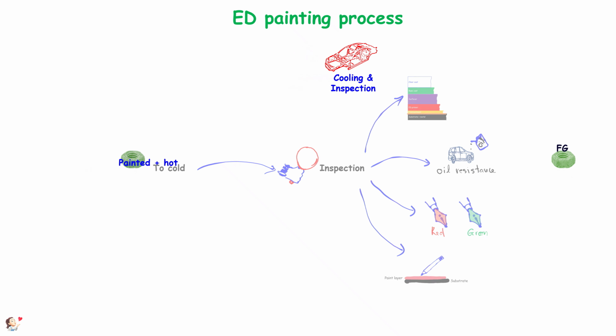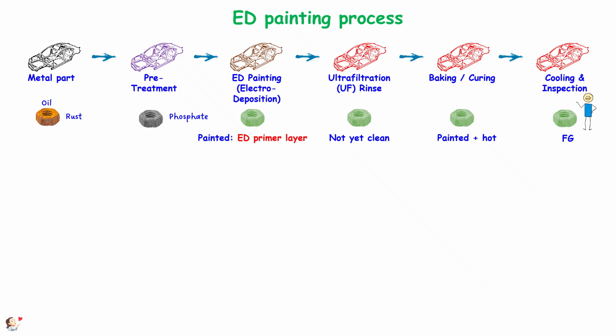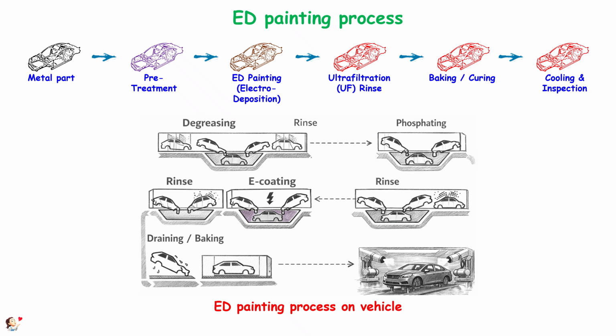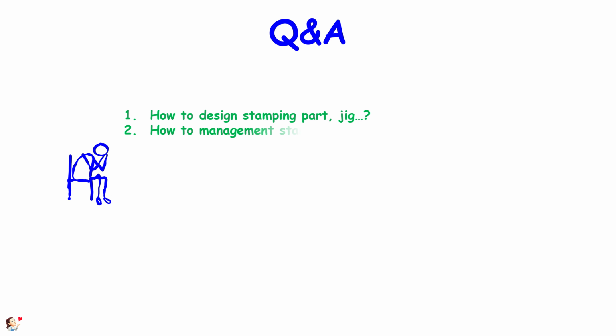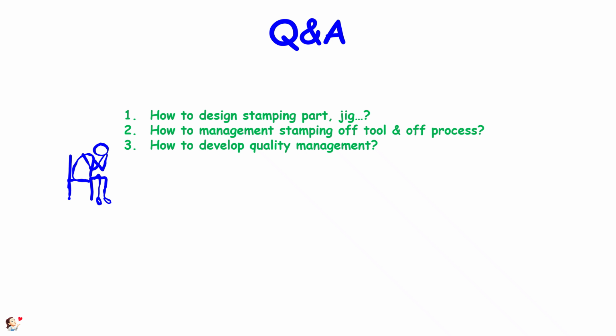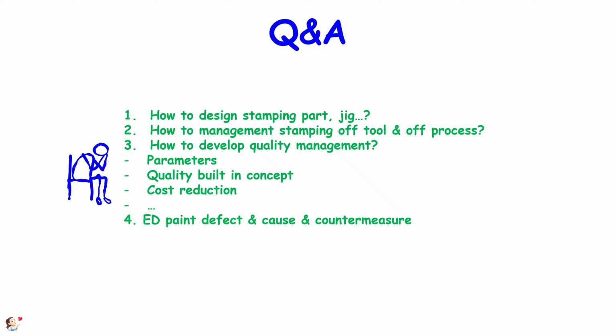In reality, applying this process requires many factors, such as high-quality personnel, knowledge, investment in machinery and paint tanks. For the most complete application, perhaps the ED painting process on a vehicle is the best. It seems I'm starting to sense you still have many questions, such as how to design stamping parts, jigs, how to manage stamping off tools and off process, how to develop quality management, parameter management, quality built-in concepts, cost reduction, and many other questions, for example, ED paint defects, causes, and countermeasures.